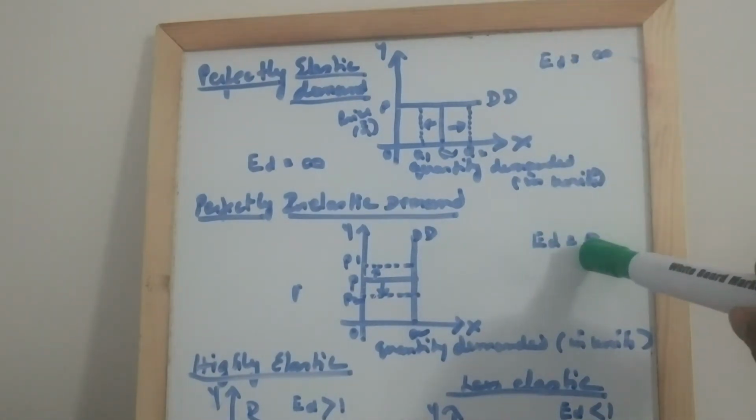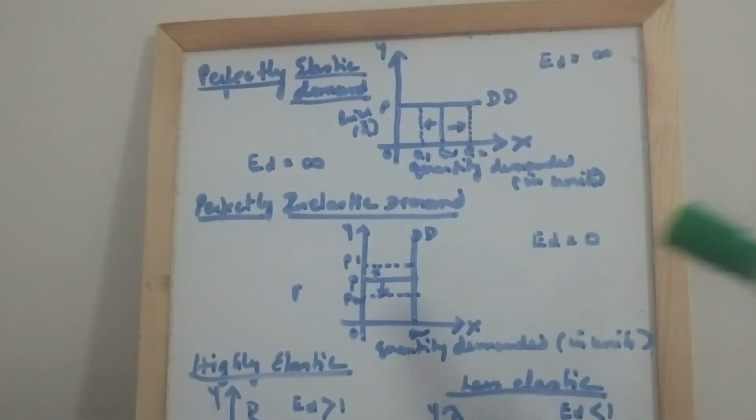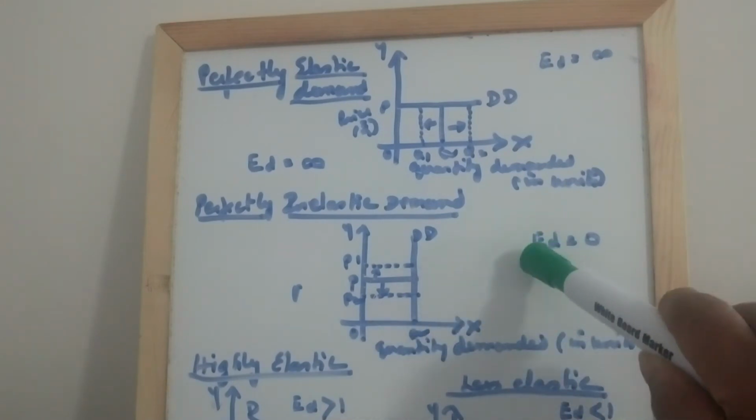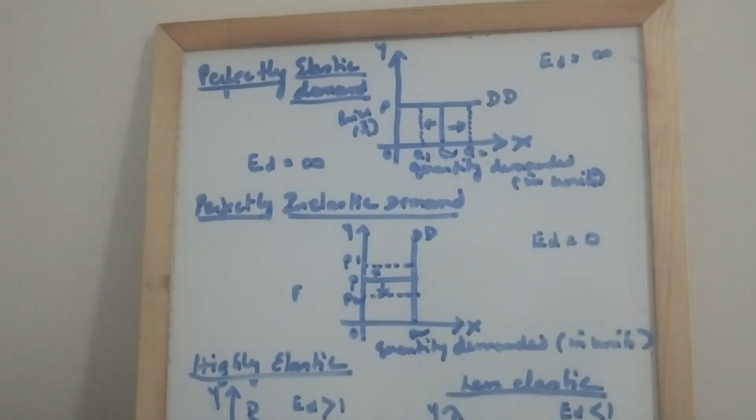So elasticity of demand is equal to 0. Whether the price increases or decreases, the demand remains the same. That means at 20 rupees, the cost of the goods, the demand is 100. Even at 30 rupees, the demand is 100. Even at 40 rupees, the demand is 100 units. So it is perfectly inelastic. This is an imaginary situation.